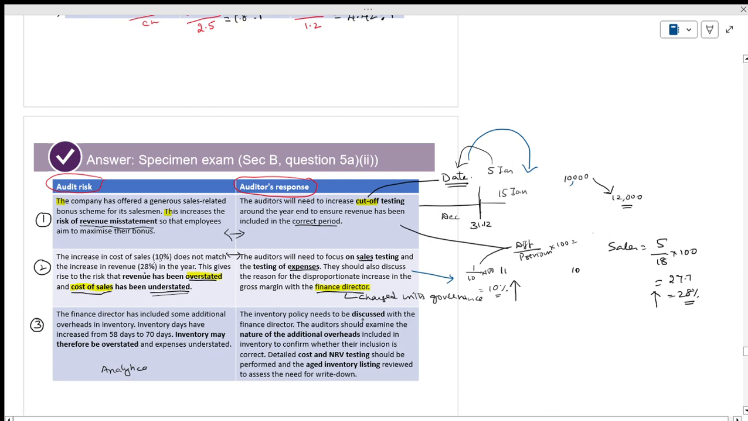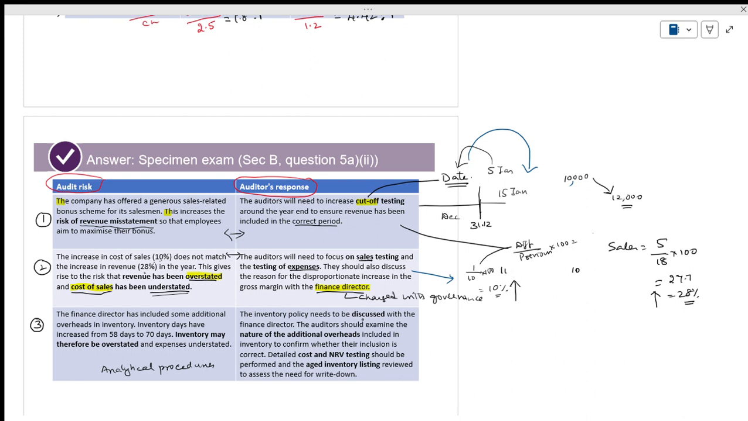We're using both of them, right? Test of details and analytical procedures. Yes. Okay? This is a hint I am giving you: the moment they ask you to calculate ratios, it is an analytical procedure. Okay? Now, are you okay?